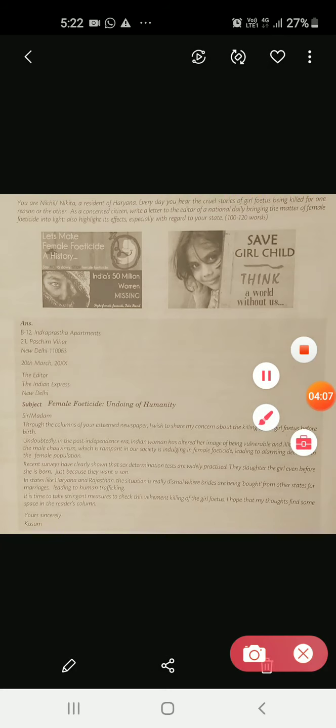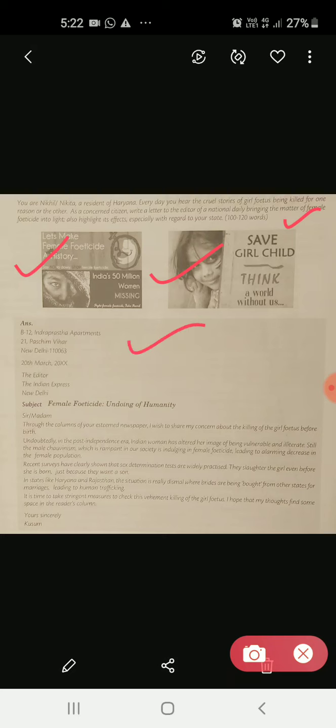So students, now we have understood what our question is basically asking us to do. We are required to highlight this issue through the medium of newspaper. You will see that there are 2 posters here also. Let's make female feticide a history. India's 5 million women missing. Save a girl child, think a world without us. Now let's start writing this letter.